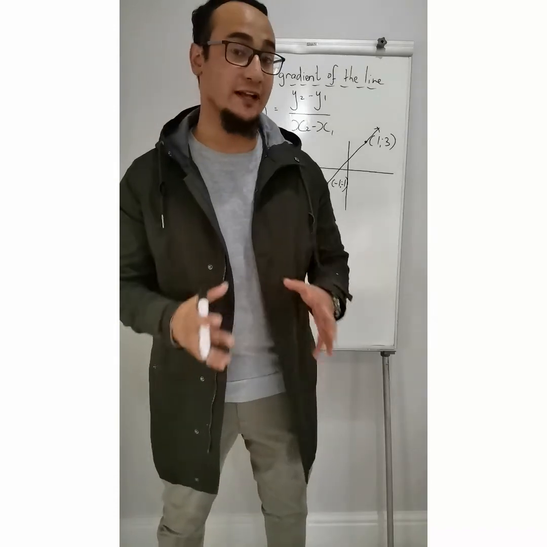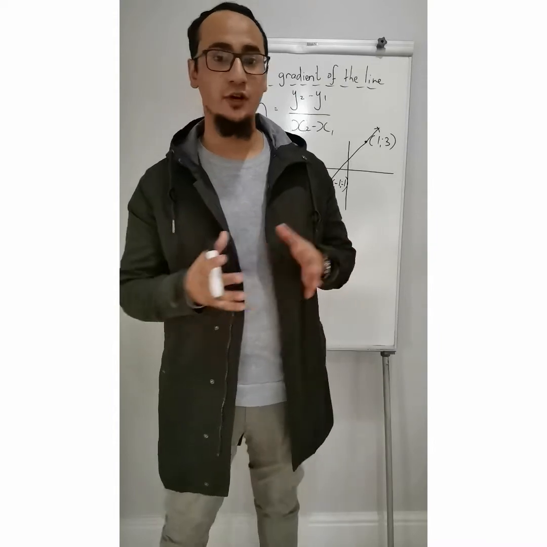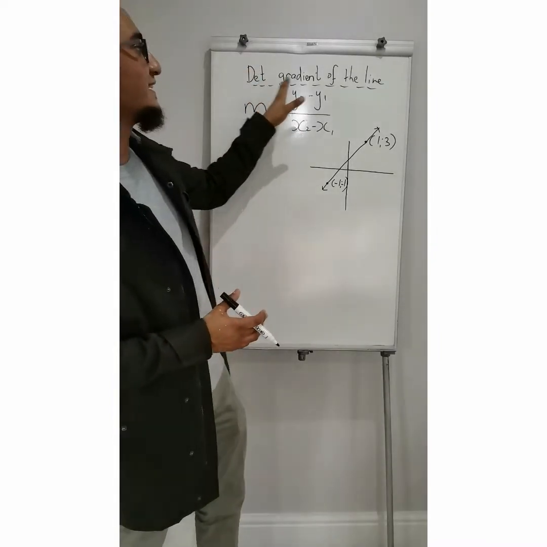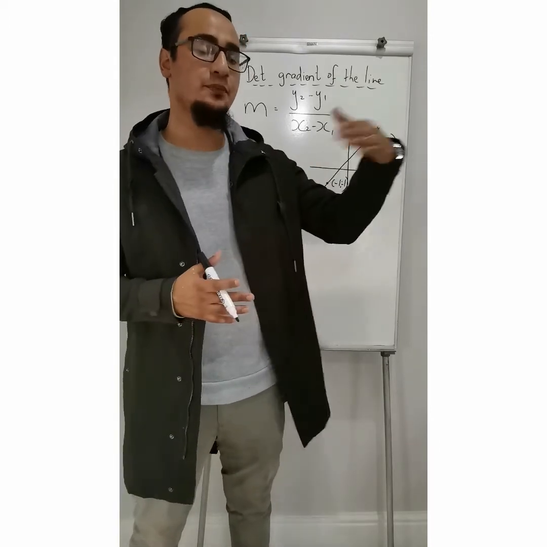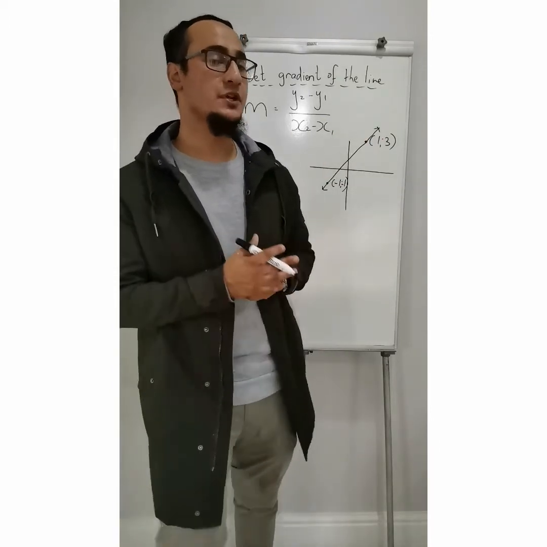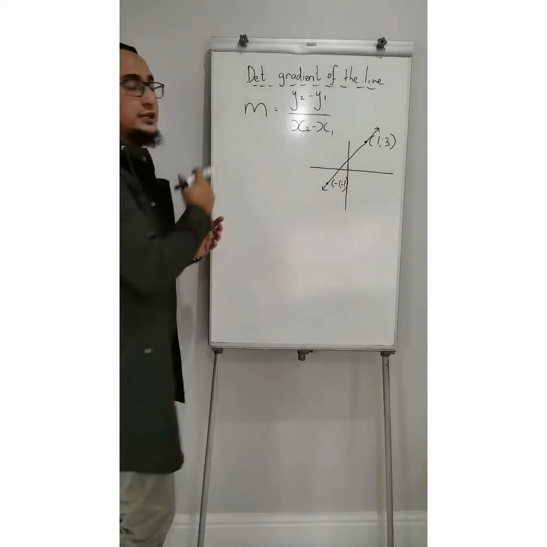Hi everyone, welcome back. Today we are going to do part 3 of the straight line graph, and we are going to determine the gradient of the line. Now gradient basically means how steep my line is. What is that measurement? To calculate that, we need to know the formula over there.